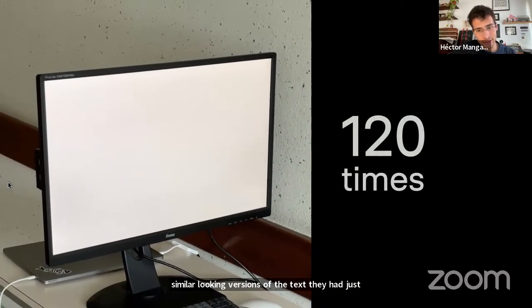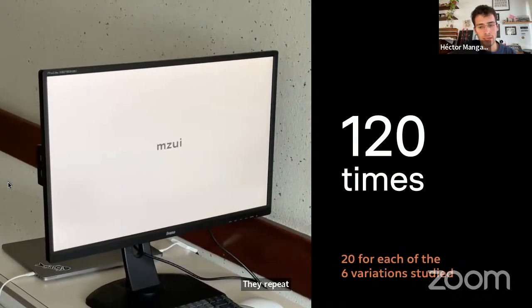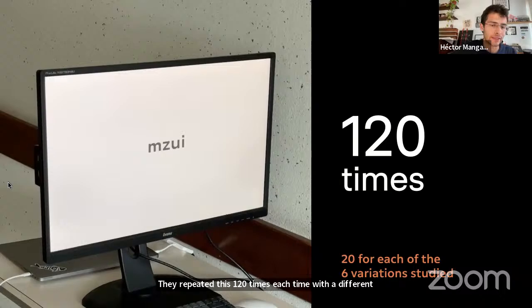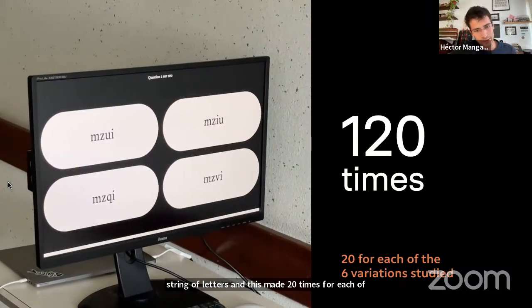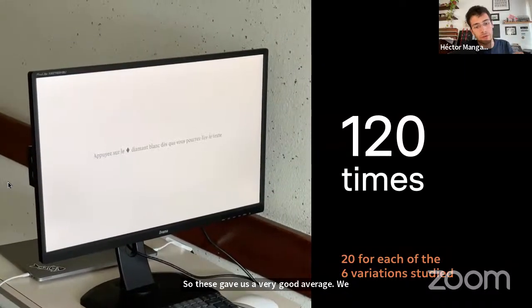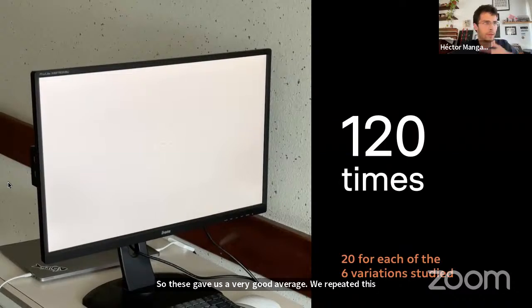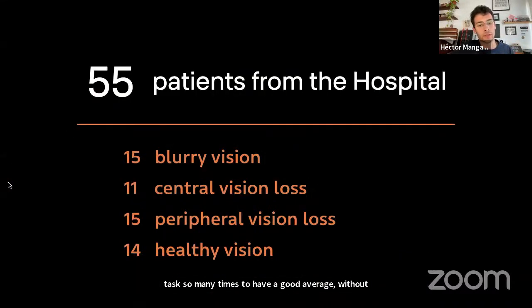They repeated this 120 times, each time with a different string of letters. And this made 20 times for each of the 6 variations that we were researching. So this gave us a very good average. We repeated this task so many times to have a good average without noise and without environmental factors that could be influencing this for each of the versions.